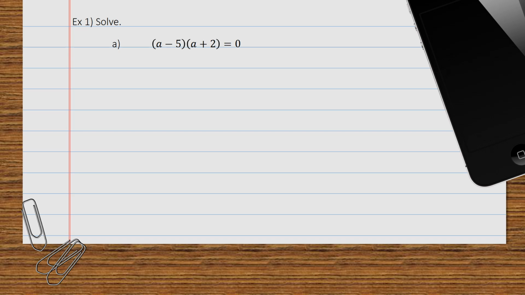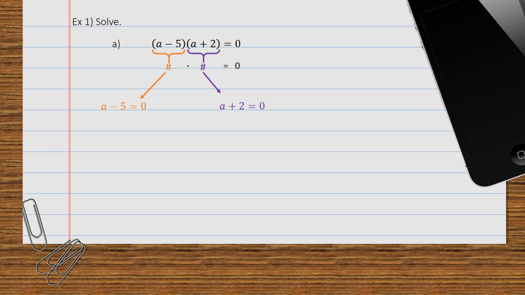Example 1, solve. For example 1a, we have (a minus 5) times (a plus 2) equals 0. So look at it this way. a minus 5 is some number. a plus 2 is some number. So what we really have is some number times some number that equals 0, which means one of these numbers must be 0. If we look at the first number, a minus 5 equals 0. What if that is 0 in disguise? Or the other number, a plus 2, could be 0 in disguise. So what we have are two mini equations. Well, let's solve these two equations.